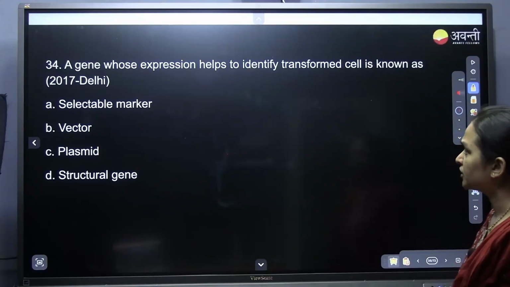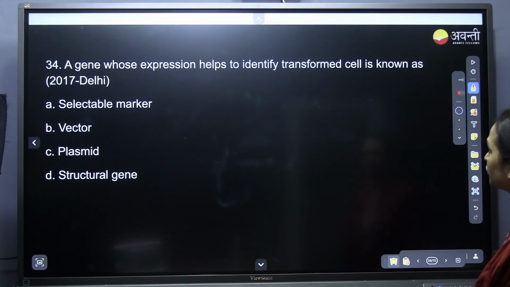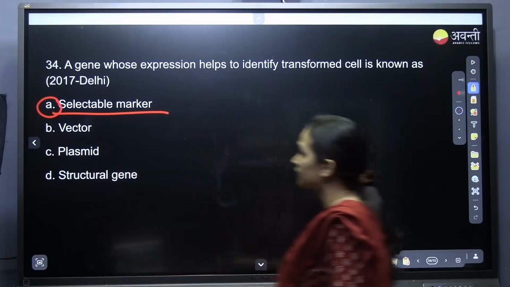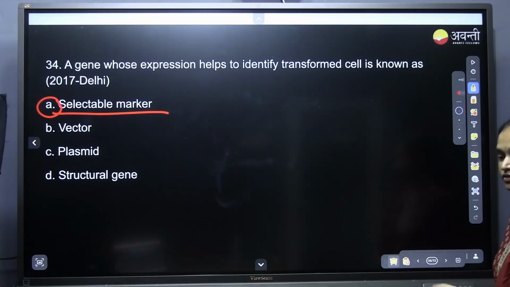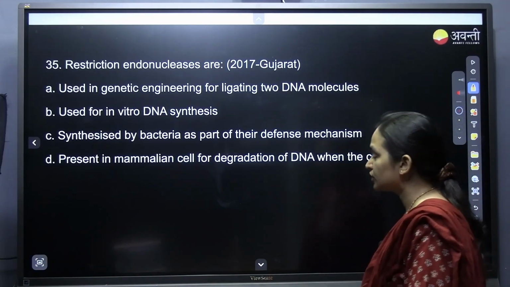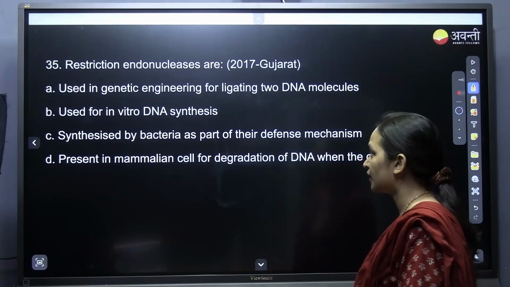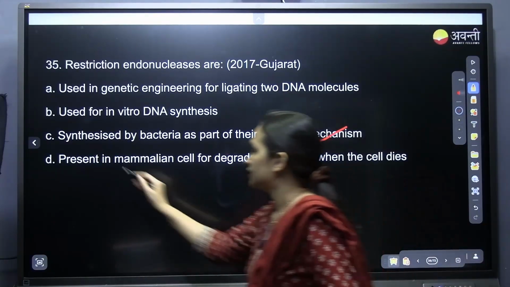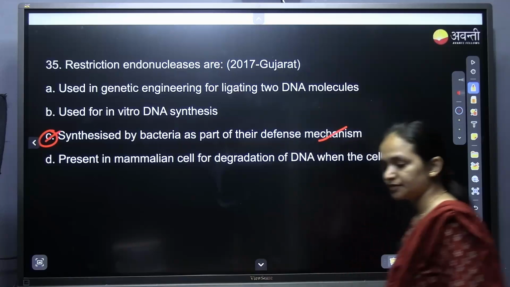A gene whose expression helps to identify transformed cells is known as a selectable marker. With the help of a selectable marker, we can identify transformants and non-transformants, or recombinants and non-recombinants. Restriction endonucleases were in fact synthesized by bacteria as a part of their defense mechanism at first. That ability we are using. So this is the correct answer. Yes, very good.